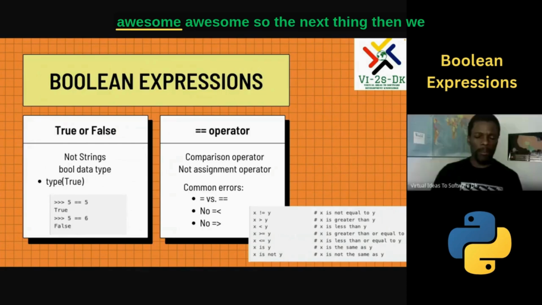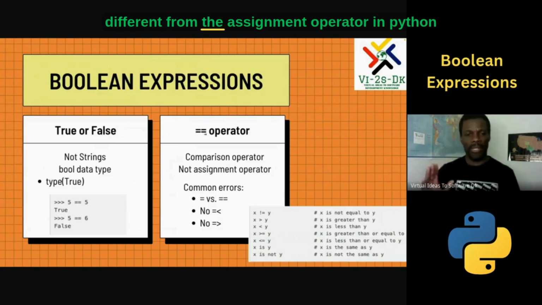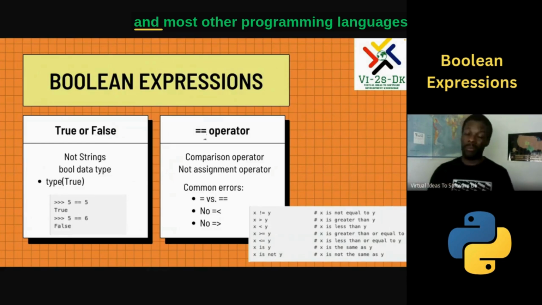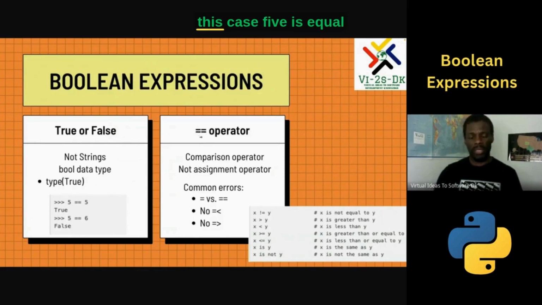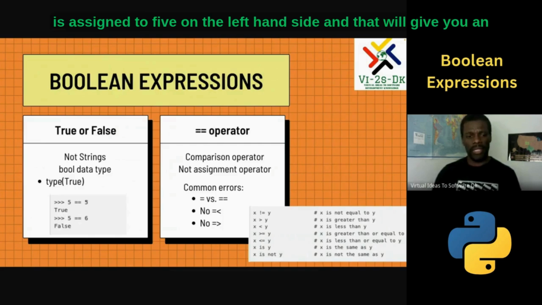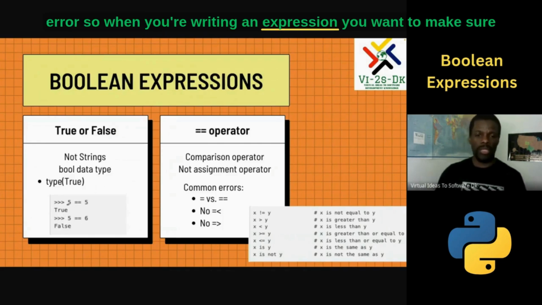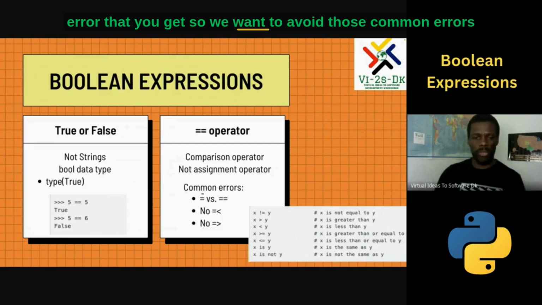Yeah. Awesome. So the next thing then we want to talk about is the equality operator. This is definitely different from the assignment operator. In Python and most other programming languages, you use two equal signs to mean equality. In this case, 5 is equal to 5. If you use just one equal sign, it will mean 5 on the right-hand side is assigned to 5 on the left-hand side, and that will give you an error. So when you're writing an expression, you want to make sure you use the double equality sign. That's a very common error that you get, so we want to avoid those common errors.